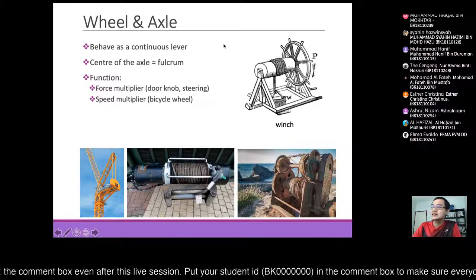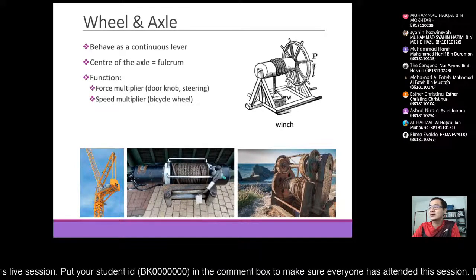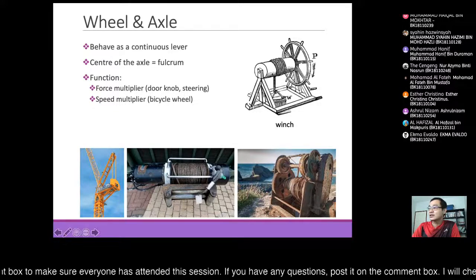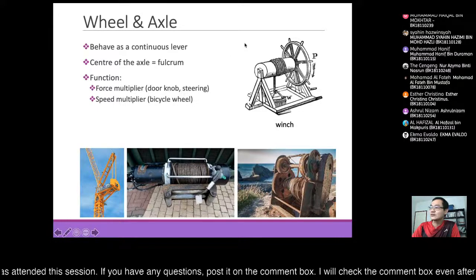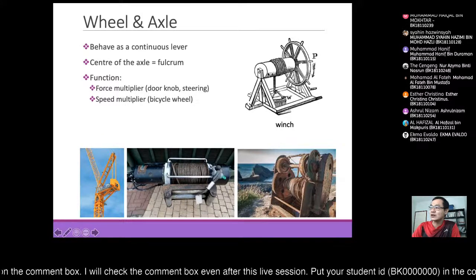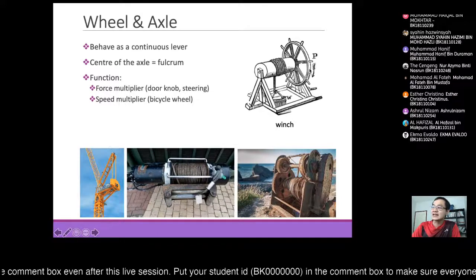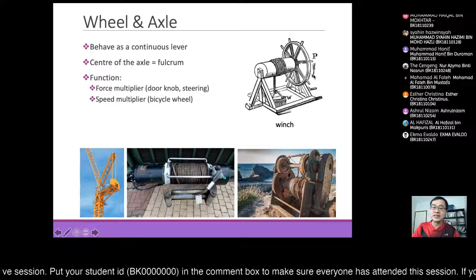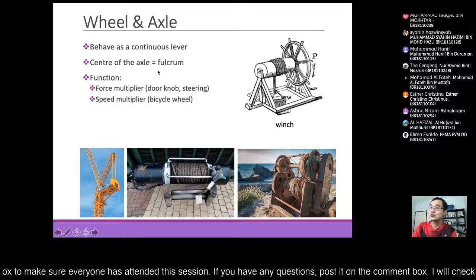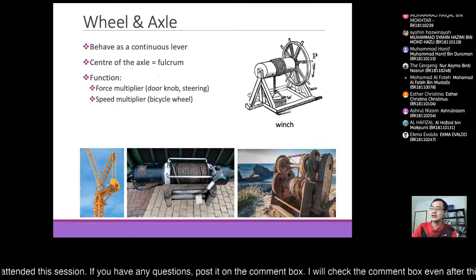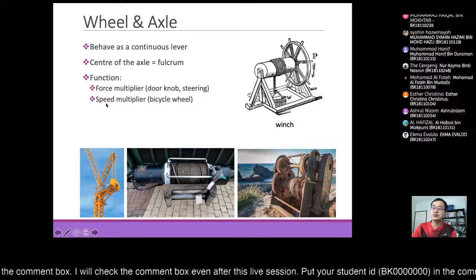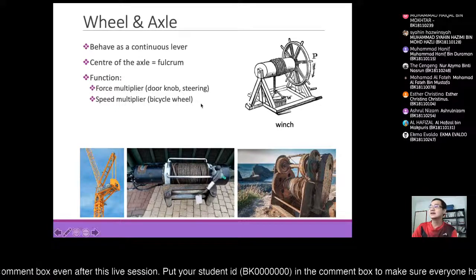So this wheel and axle actually behaves like a continuous lever, where the center is the fulcrum. So you can see this center is a fulcrum. If you draw it from the middle, center is a fulcrum, then your force is acting at one part of it, at the middle, and you may apply a force at the end of it, right? So this looks like a class two lever, all right? So the function is to multiply the force, as most of the time we want to multiply the force, and then also in some cases we want to multiply the speed.